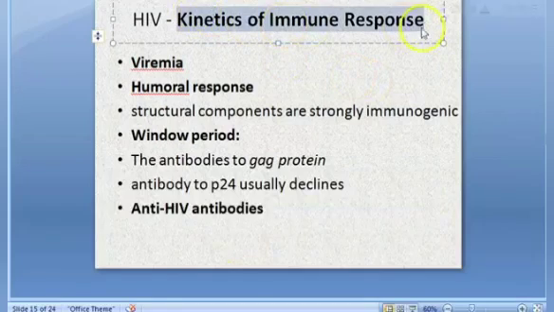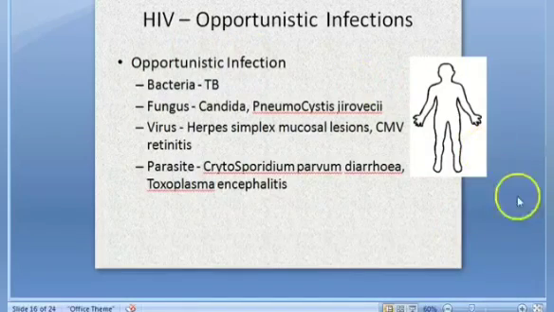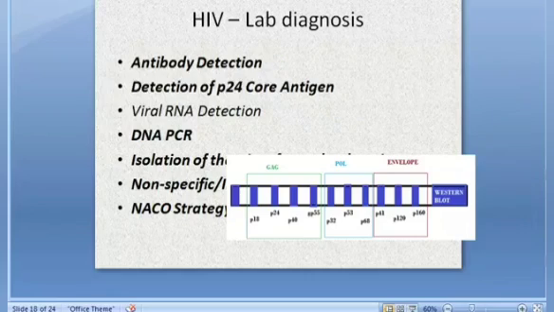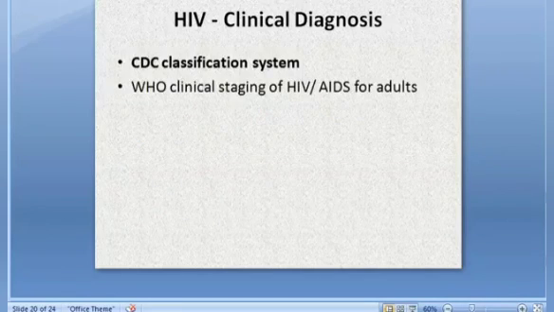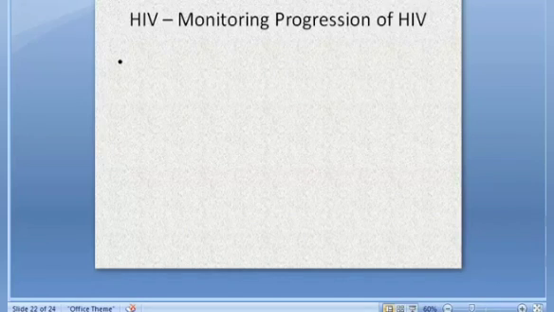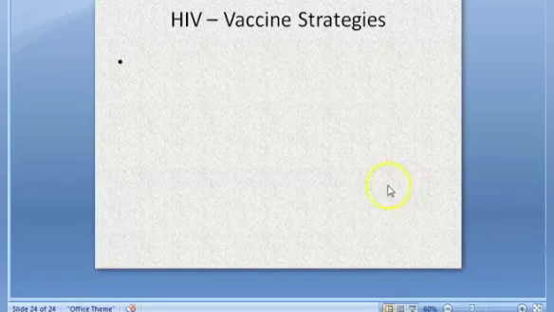After that we will look at the kinetics of immune response in pathogenesis itself. Then we will see opportunistic infections, lab diagnosis, lab diagnosis in newborn, clinical diagnosis, HIV treatment, all the treatment we have to look at, how to monitor the progression, post-exposure prophylaxis, like prevention for infection if there is a needle stick injury. So needle stick injury only it is called.